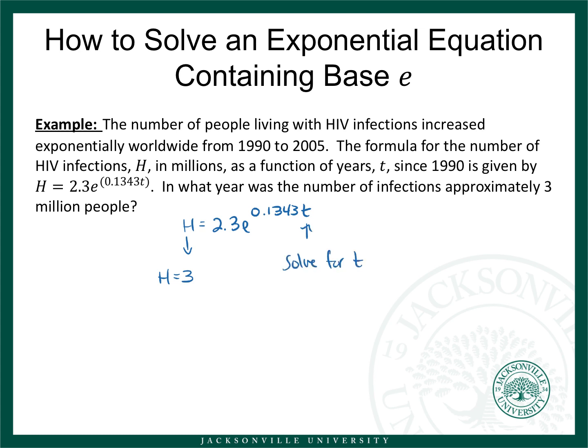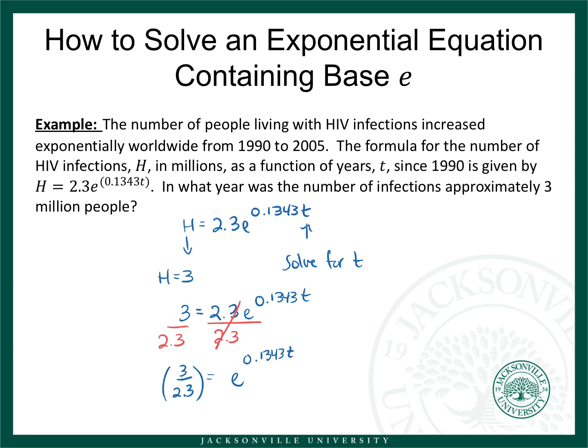What is t? Okay. And so we can just do a pure substitution here. 3 is equal to 2.3e to the 0.1343t, and then let's solve for t. So here I've got to divide both sides by that coefficient 2.3. Whatever I do to one side, I'm going to do the same thing to the other side, so that on the right-hand side here, I have just the base and its power, e to the 0.1343t. And on the left, don't worry about converting this fraction to a decimal. You can just leave it like that.